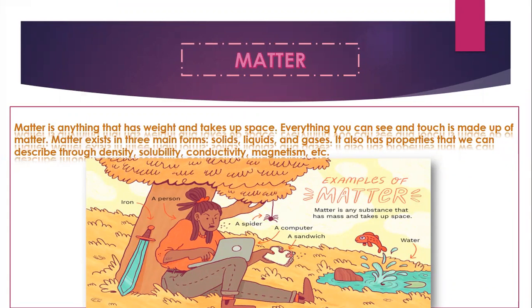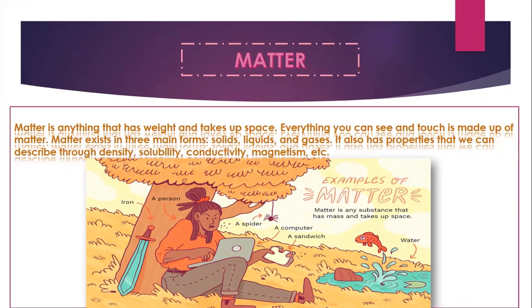Everything is made of matter. Matter is anything that has weight and takes up space. Everything you can see and touch is made up of matter. Matter exists in three main forms, as you know. Which forms are they? Solids, liquids, and gases. It also has properties that we can describe through density, solubility, conductivity, magnetism, etc.